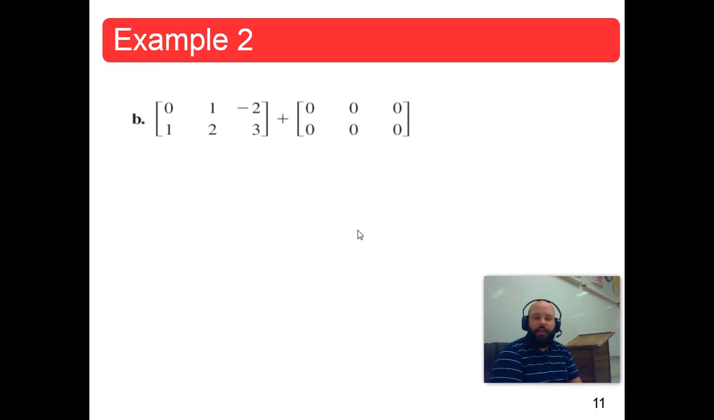First one is 2 by 3, 2 rows, 3 columns. The second one is a 2 by 3, so yes, we can add them together. And in this case, you're adding all zeros, so it's not going to change the first matrix. And so your solution is going to be exactly the same as the first one. So again, this is pretty simple.